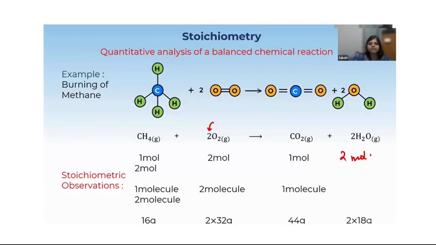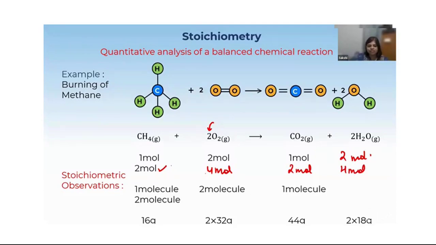Let us understand here. So if there are two molecules of methane, then I have to multiply everything with 2. If I take 2 moles of methane, then I'll have to take 4 moles of oxygen, and then I'll get 2 moles of carbon dioxide and 4 moles of water molecule.